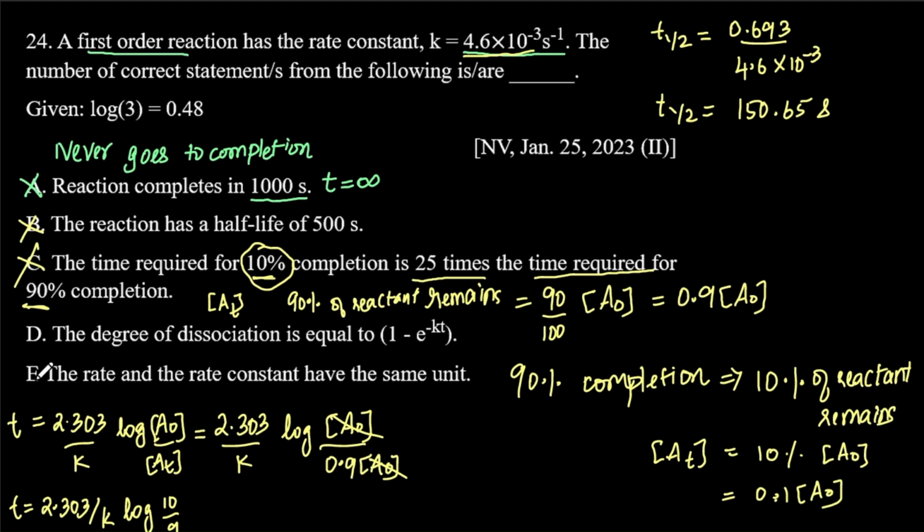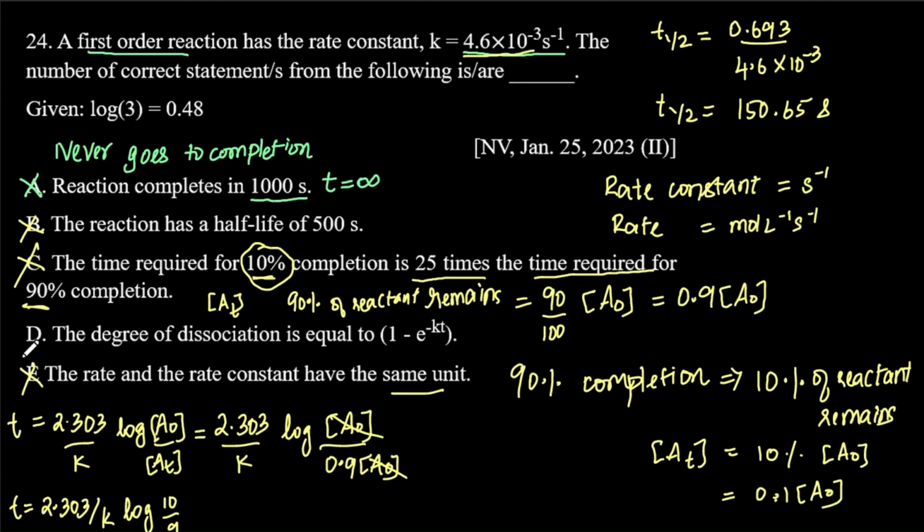But before that, you see option E. The rate and the rate constant have the same unit. So for a first order reaction, the rate constant will have the unit second inverse, and the rate of the reaction will have the unit mole liter inverse second inverse. They do not have the same unit. So option E is also wrong.